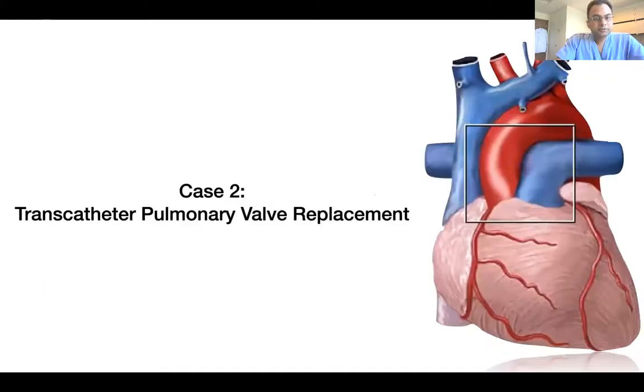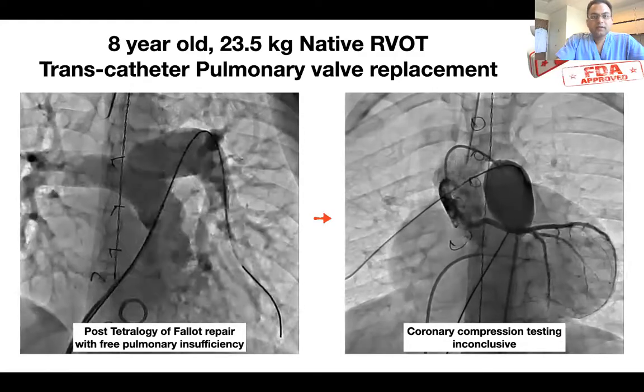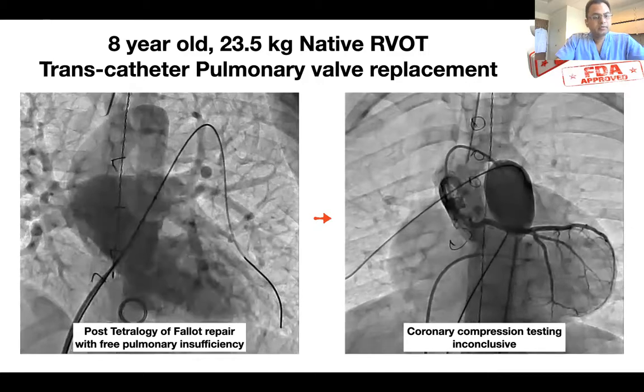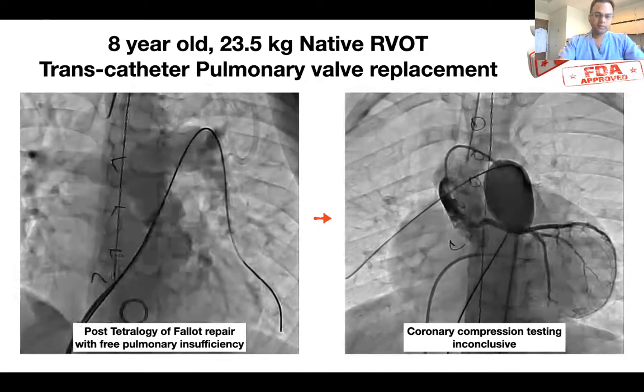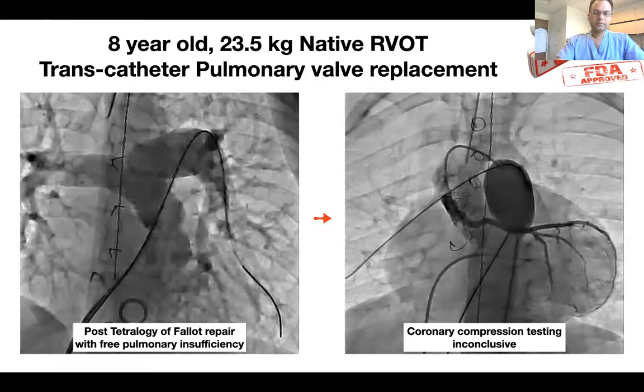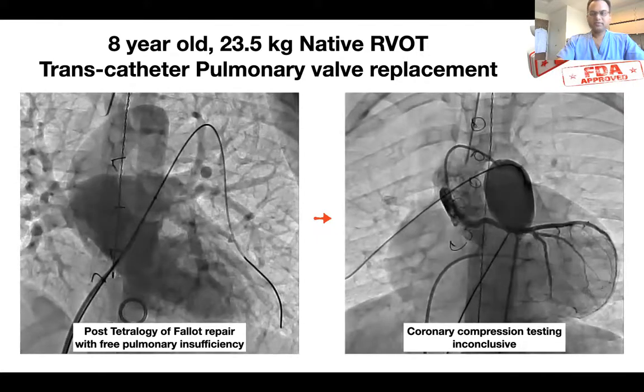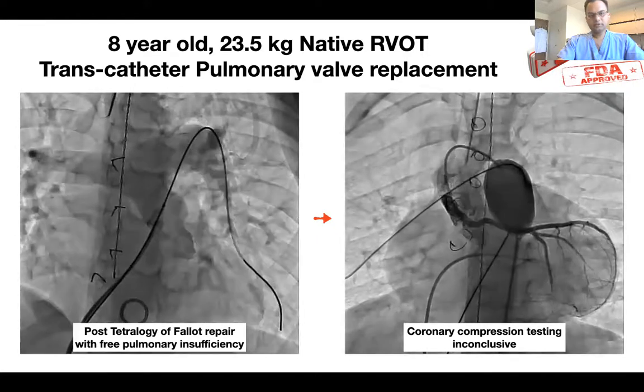Another example that I like to show you is the transcatheter pulmonary valve placement. This case example will show you the relationship of adjacent vessels, in this case, the pulmonary artery or the right ventricle outflow tract, and the aortic root and the coronary arteries. This is an 8-year-old patient who weighs 23.5 kilos. She was born with tetralogy of Fallot as a newborn and underwent a transannular patch repair for the tetralogy of Fallot. And she subsequently had free pulmonary valvular insufficiency, as you can see here on the angiogram on the left.